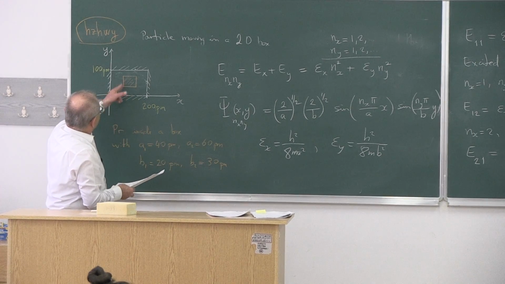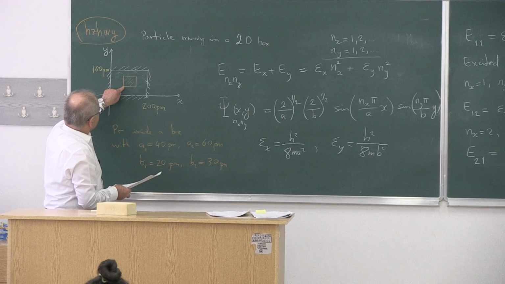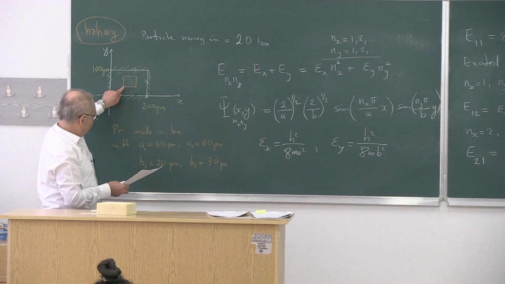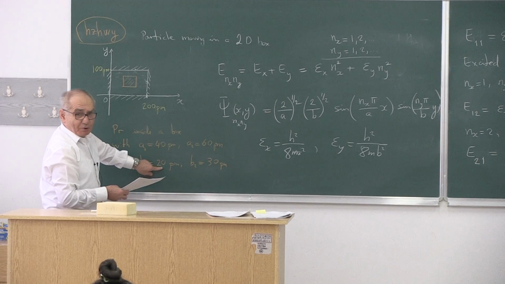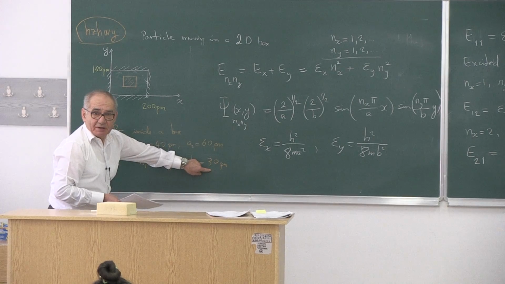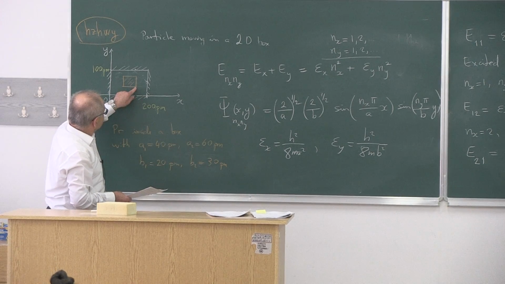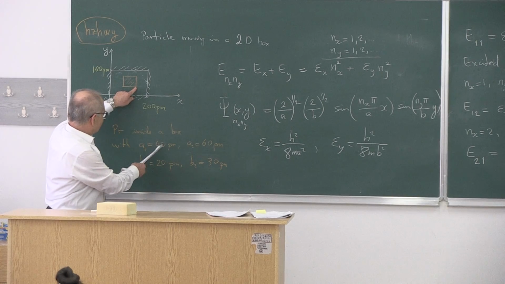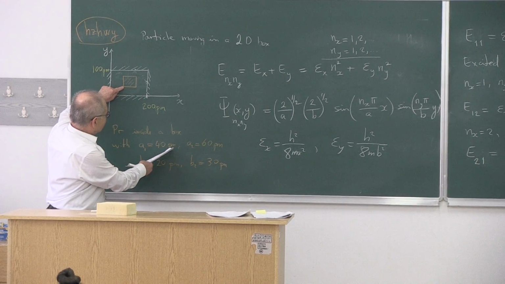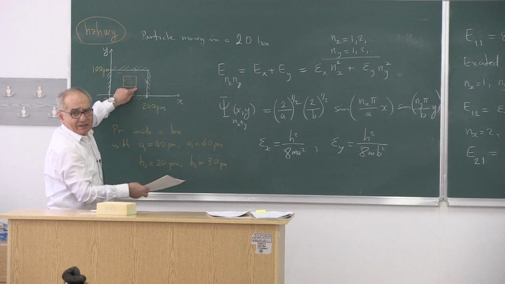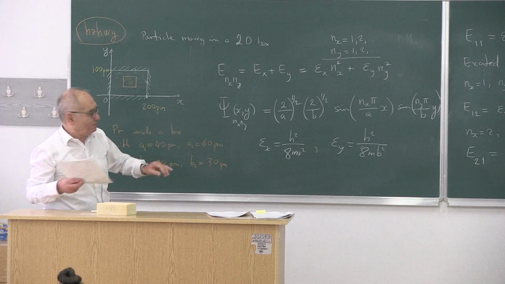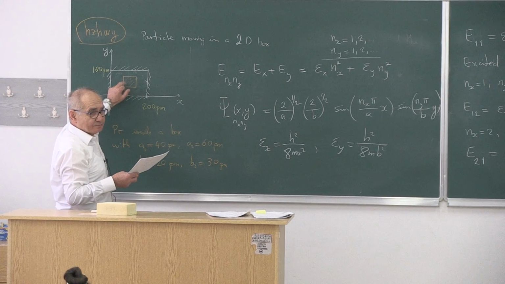So vertically, the lower corner is 20 picometers, and the upper corner here is 30 picometer. Horizontally, the lower left corner is 40 picometers, and lower right corner is 60 picometers. And the question is, what is the probability of finding this particle inside this region? All right?